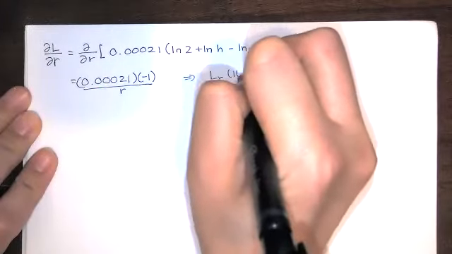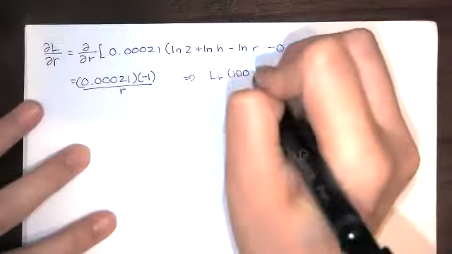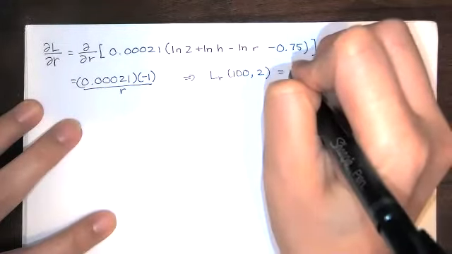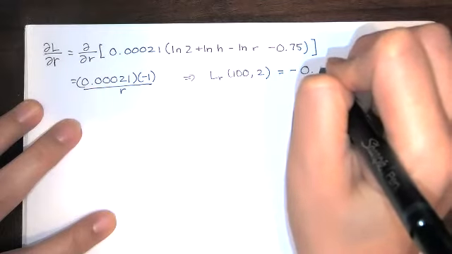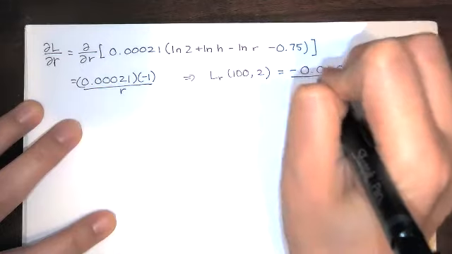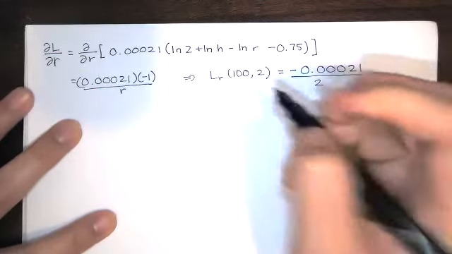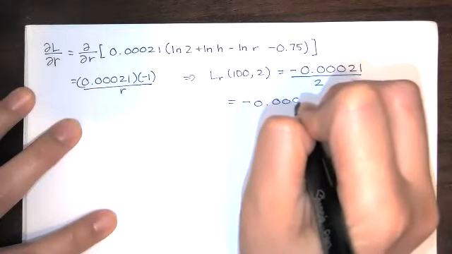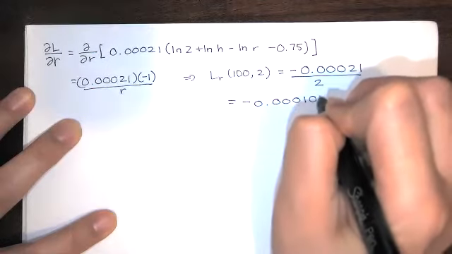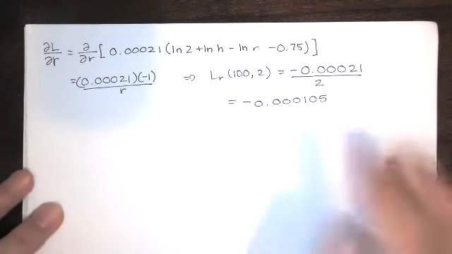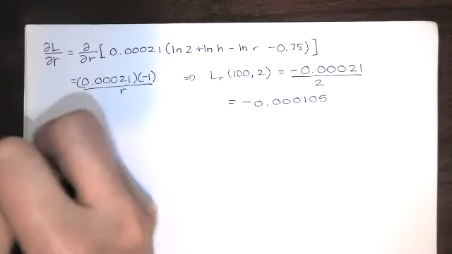We want to evaluate that at H naught, R naught. So I've got -0.00021 divided by 2. So we're going to get -0.0000105. Okay, so that's going to go into our formula for DL.